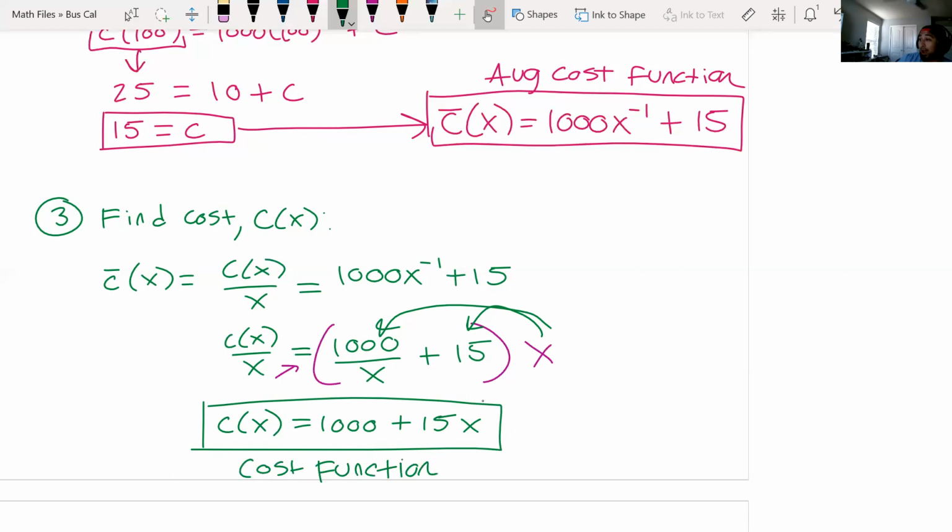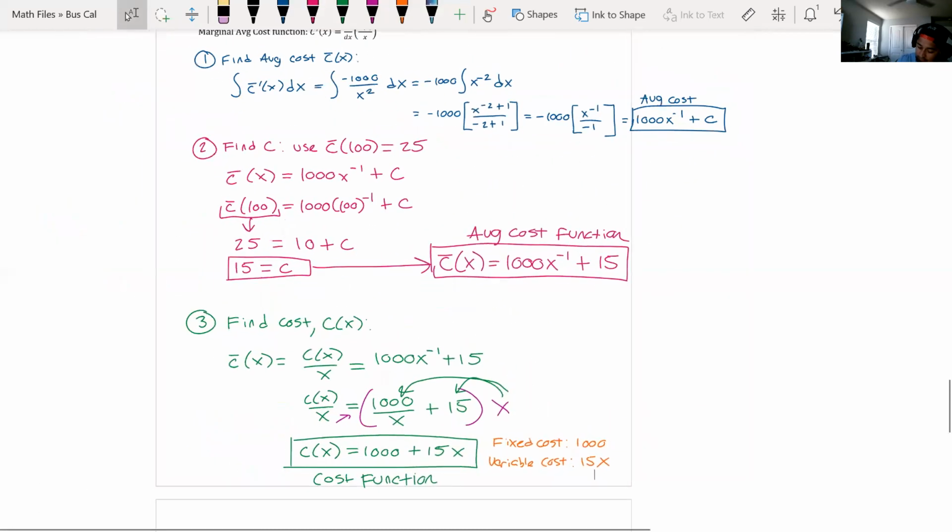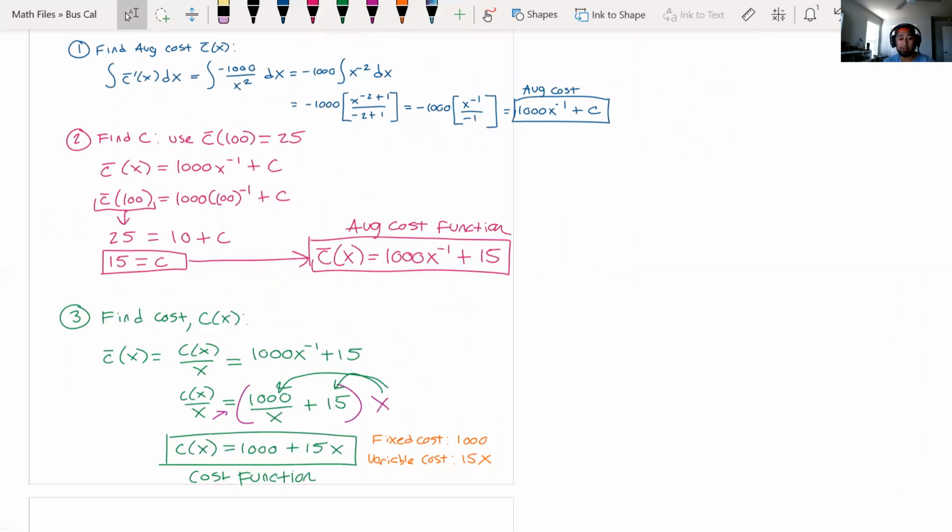Okay. And now the last part of the problem said, what is the fixed cost? What is the variable cost? So remember, in a cost function, you have a fixed and you have a variable. So from our cost function, the fixed cost is 1,000, and the variable cost is 15x. There you go. Not bad. Just a lot of going backwards. Any questions on that?